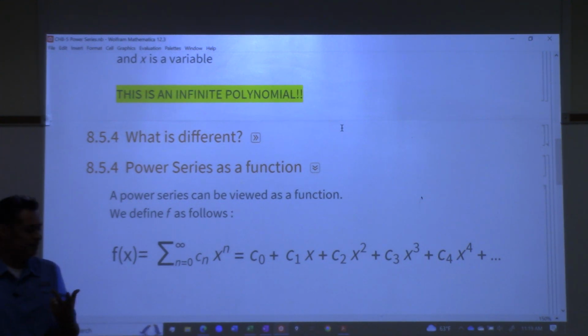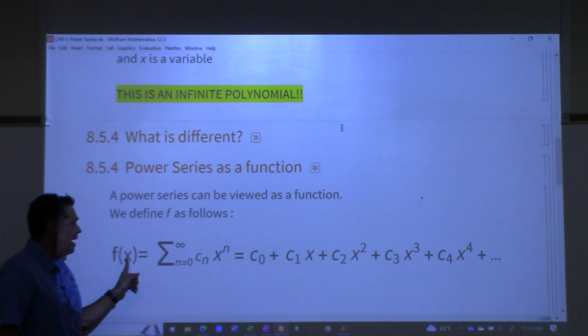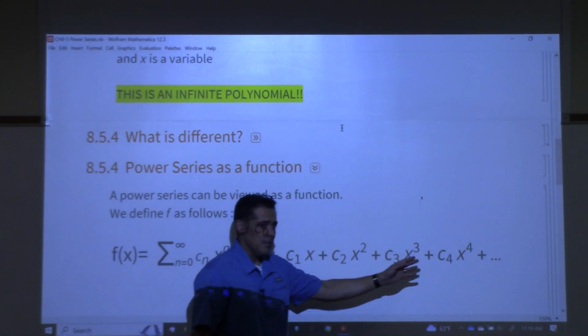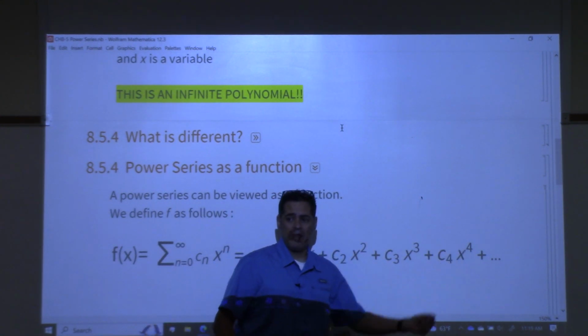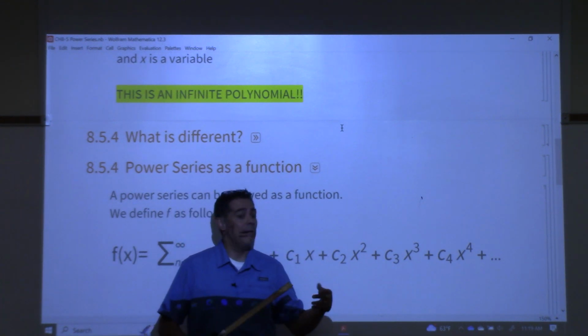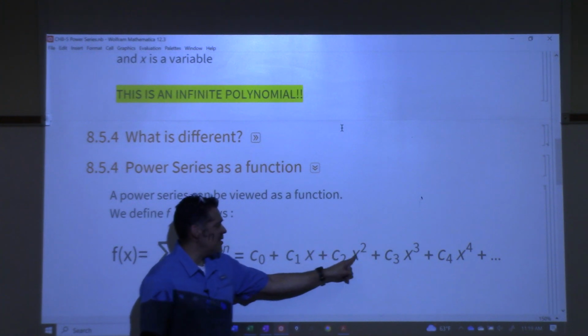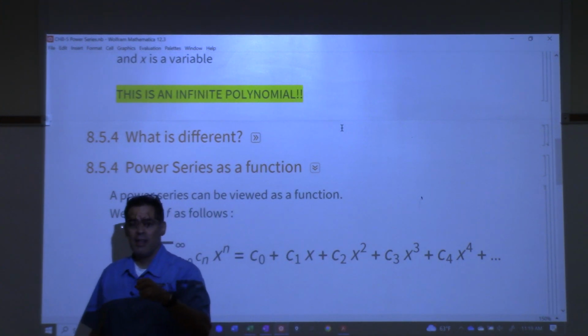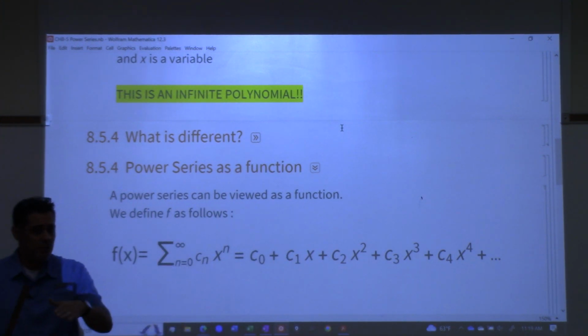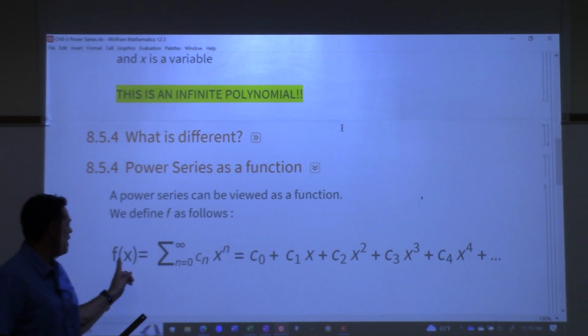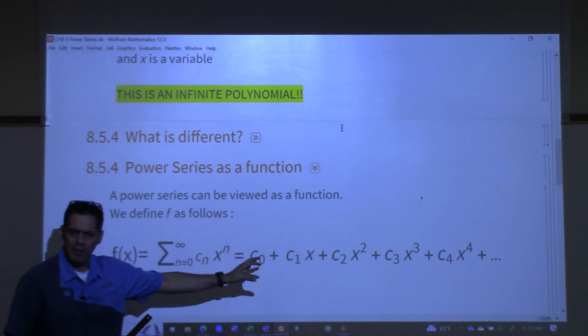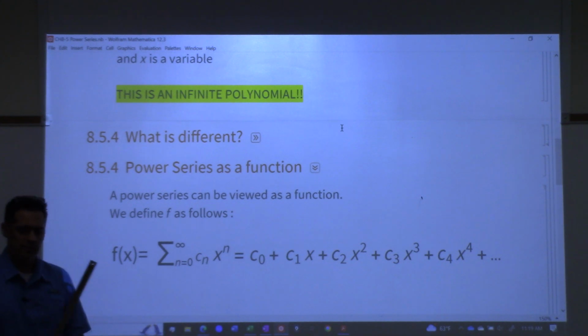But the thing is, there are certain values of x that when I plug them in, I might get convergence. And there are other values of x that I plug in where I might get divergence. Does that make sense to you? If I change the value of x, that's going to possibly change the convergence or divergence of the series, because for each different value of x, I have a different series. Yeah?